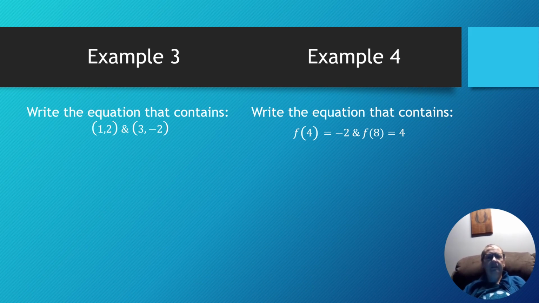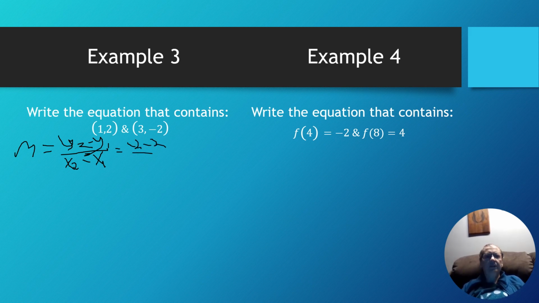So in order to do that, I need to find the slope of the line. So I'm going to say the slope of the line is y2 minus y1 over x2 minus x1. So plugging in our values, we have negative 2 minus 2 over 3 minus 1. Again, it does not matter which one is x2 and y2 and which one is x1 and y1 as long as you're consistent. So I just use the second one as 2 and the first one as 1. So negative 2 minus 2 is negative 4.